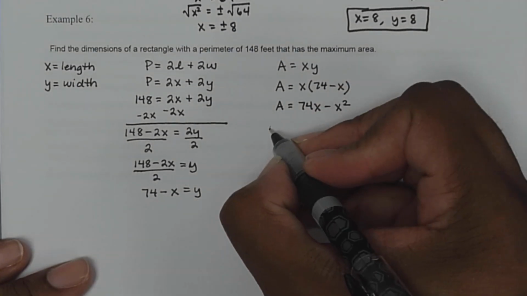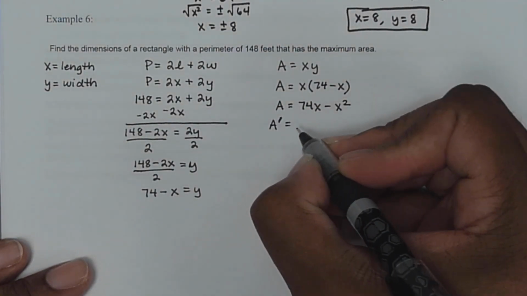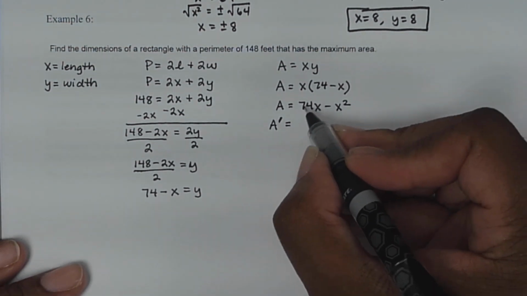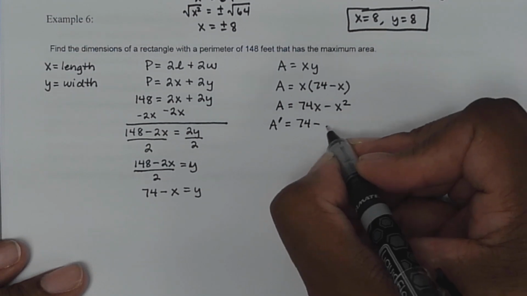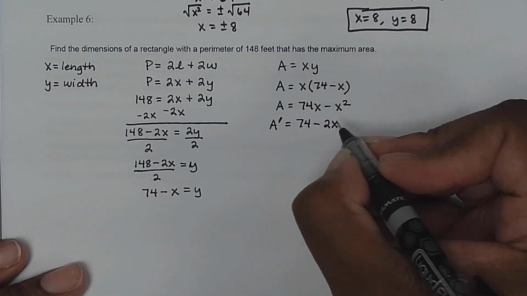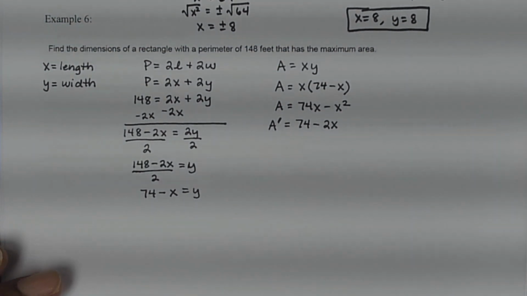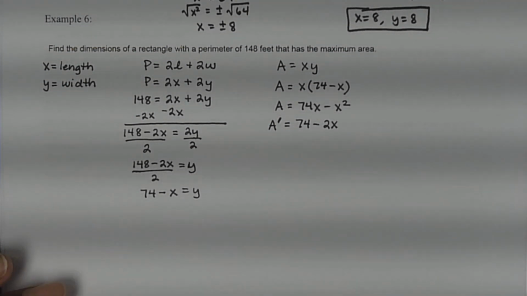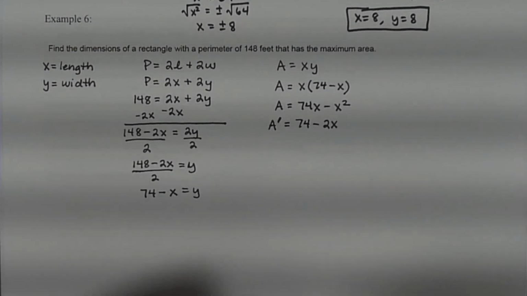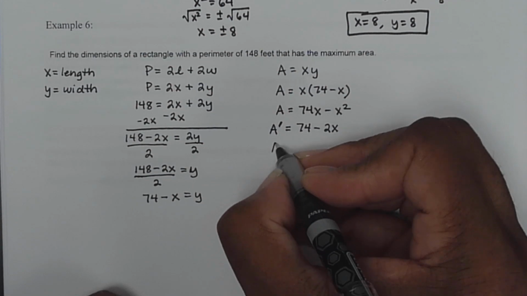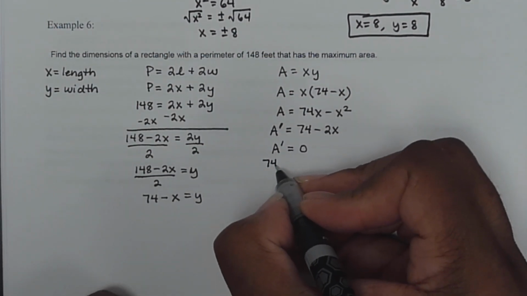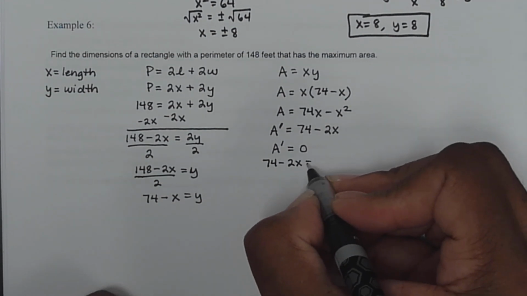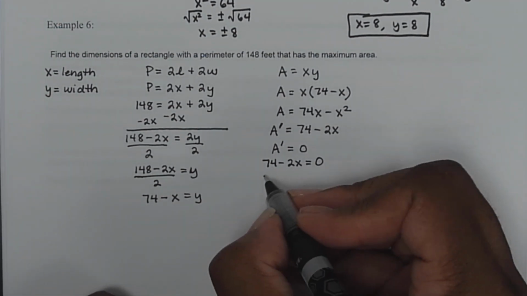So that means A prime would be this. The derivative of 74x will be 74, minus the derivative of x squared would be 2x. So I have 74 minus 2x. And then I'm going to set A prime, that first derivative, to be equal to 0. So that means 74 minus 2x is equal to 0.